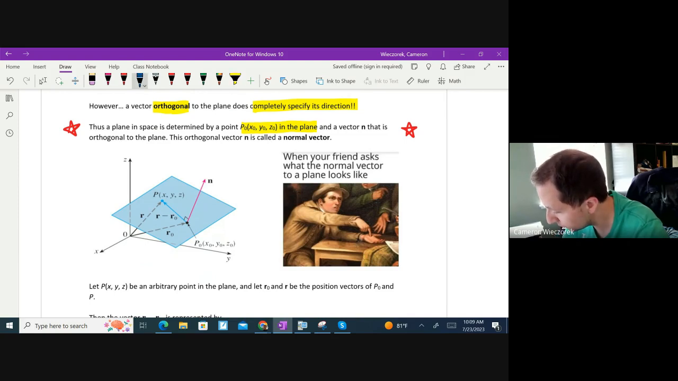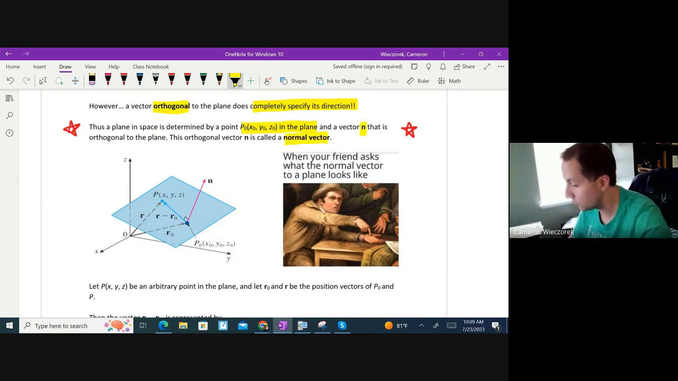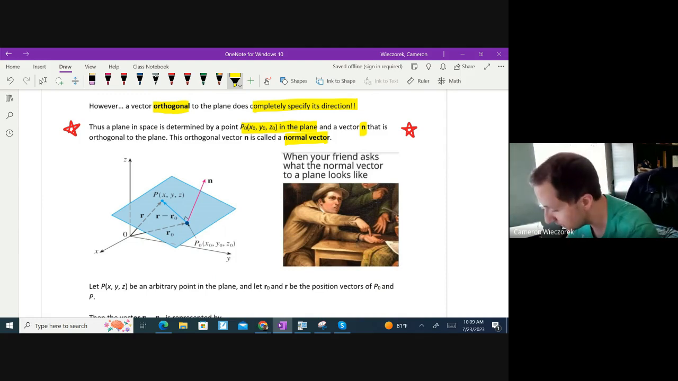Let's look at the picture underneath. So here's the blue dot that I'm describing right here. That's P naught. And we need a vector that's orthogonal to the plane, which we're going to call n. And we're going to call that a normal vector. It's a vocabulary word we need to know. So a normal vector is just a vector that's orthogonal to that plane.